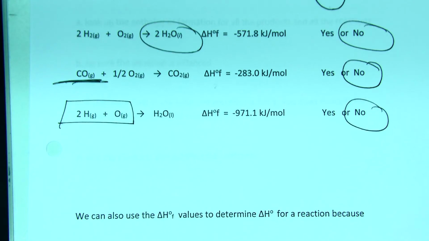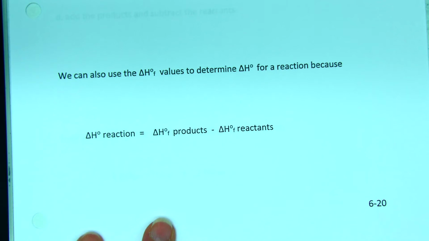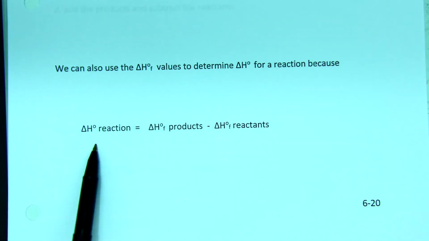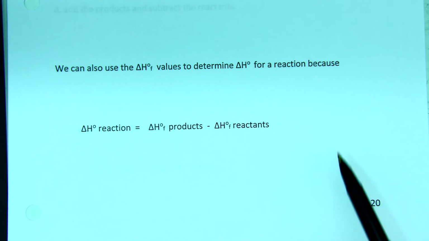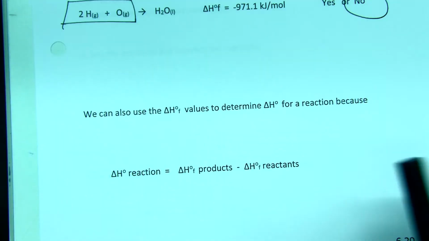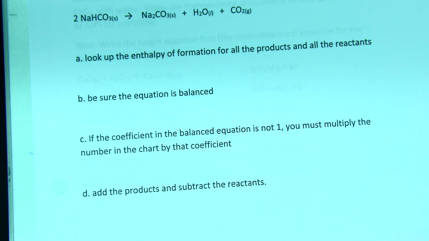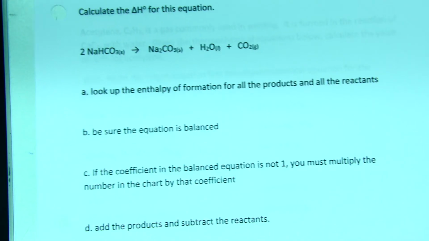We can use enthalpy of formations to determine the standard enthalpy of change for a reaction that's not a formation reaction, because we know that the enthalpy change for a reaction is the final minus initial, or the enthalpy of the products minus the enthalpy of the reactants. So we can use the formation enthalpies of products and reactants to calculate enthalpies for some reaction that is not a formation reaction. So let's look at this one.